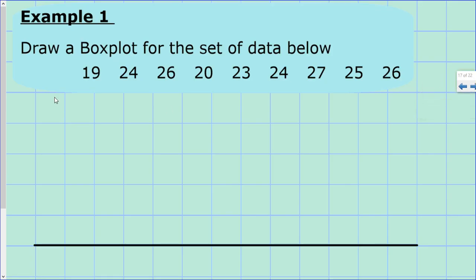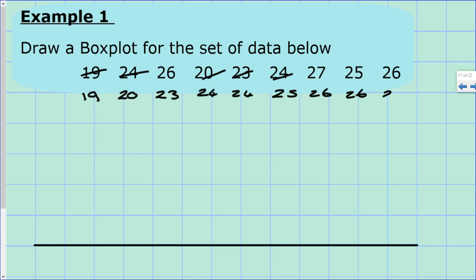So our first one here is draw a box plot for the set of data below. The first thing that we have to do before we can draw the box plot is work out our 5-figure summary. So we'll put it in order. I've got 19, that's staying there, then 20, 23, 24, and there's 2 of them, 25, 2 26s, and 27. Again, I'm going to take away my scores just so you can see the numbers nice and easy.